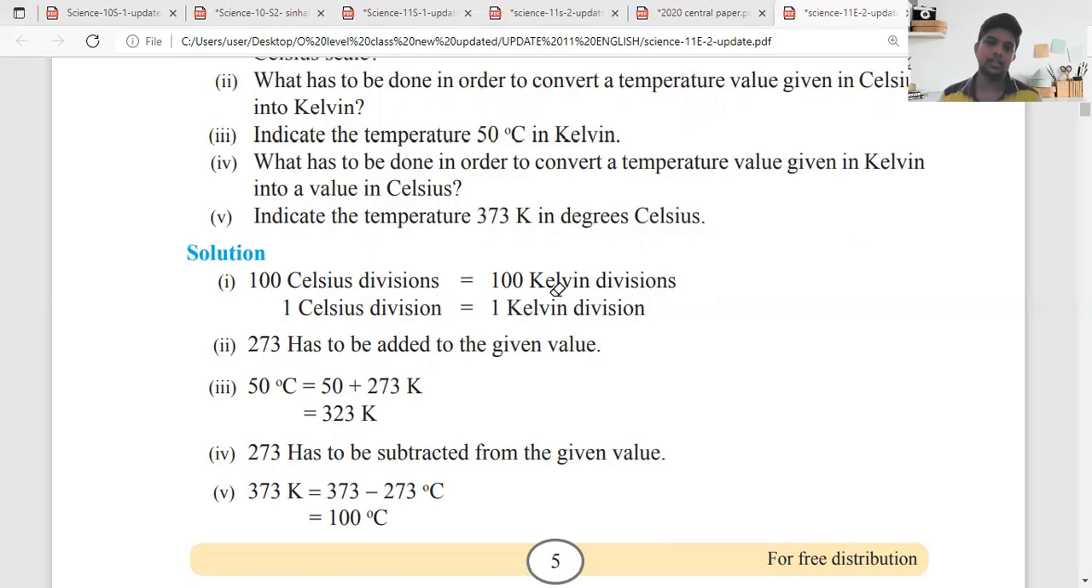Yeah, the final one, fifth question. Indicate the temperature 373 Kelvin in degree Celsius. So what do you want to do? You have to subtract 273 from 373. So it is clearly 100 Celsius.